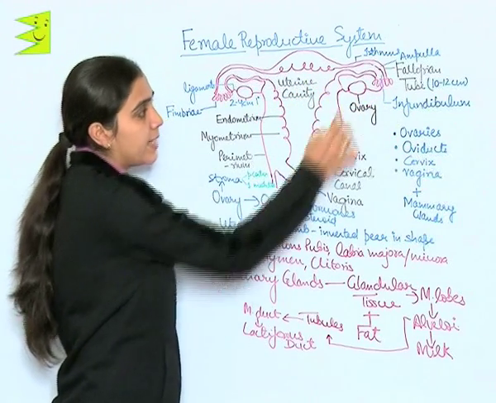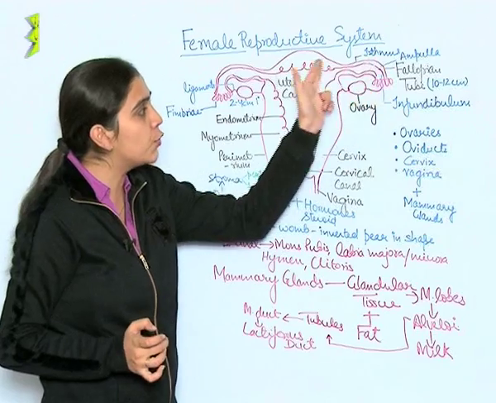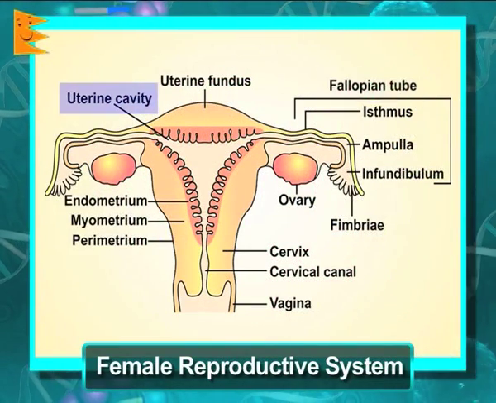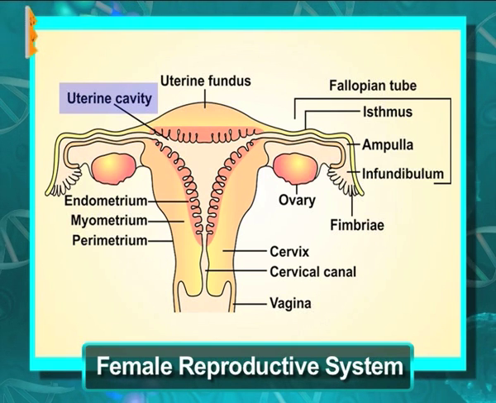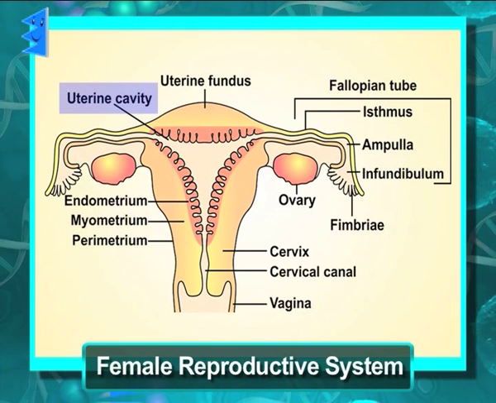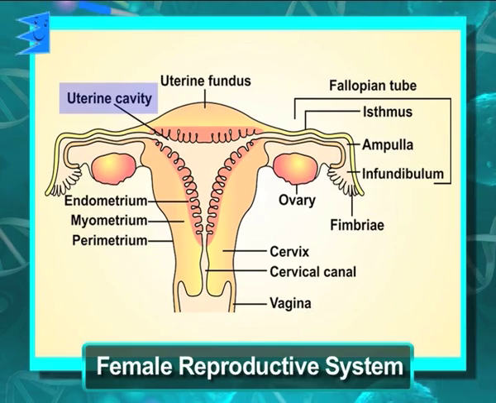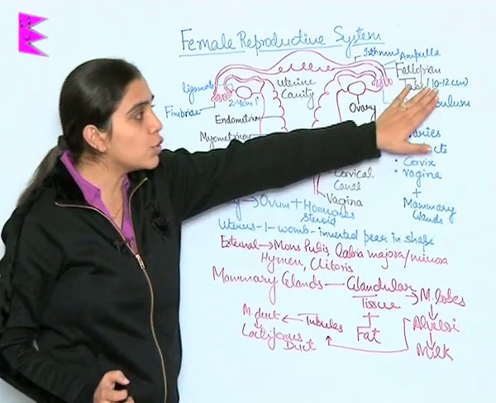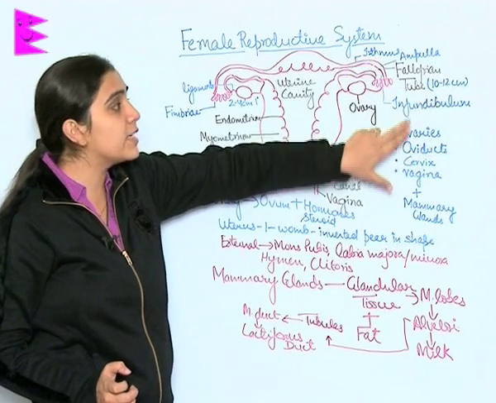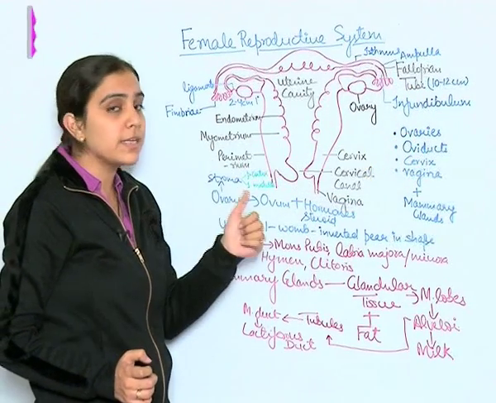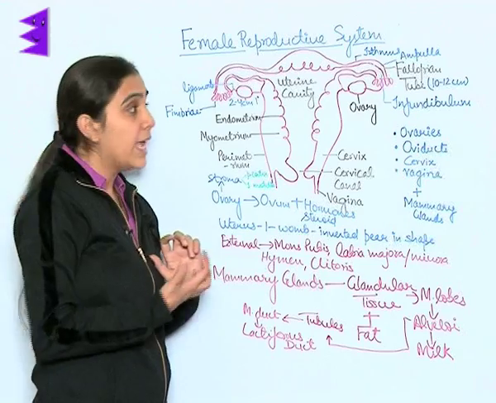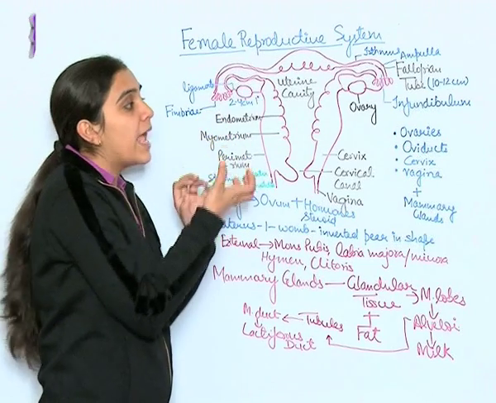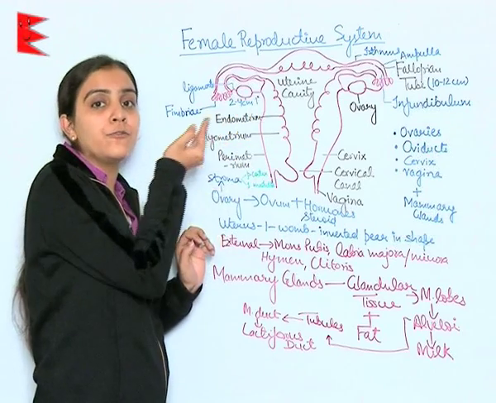This ovum is taken up by the fallopian tube. This is the fallopian tube. Here this ovum is taken to the uterine cavity or uterus so that sperms can come and fertilize the egg. Fertilization can occur. This fallopian tube is 10 to 12 centimeter long and is divided into three parts: isthmus, ampulla and infundibulum. Isthmus is the narrowest part, ampulla is wider and infundibulum is the funnel-like portion.